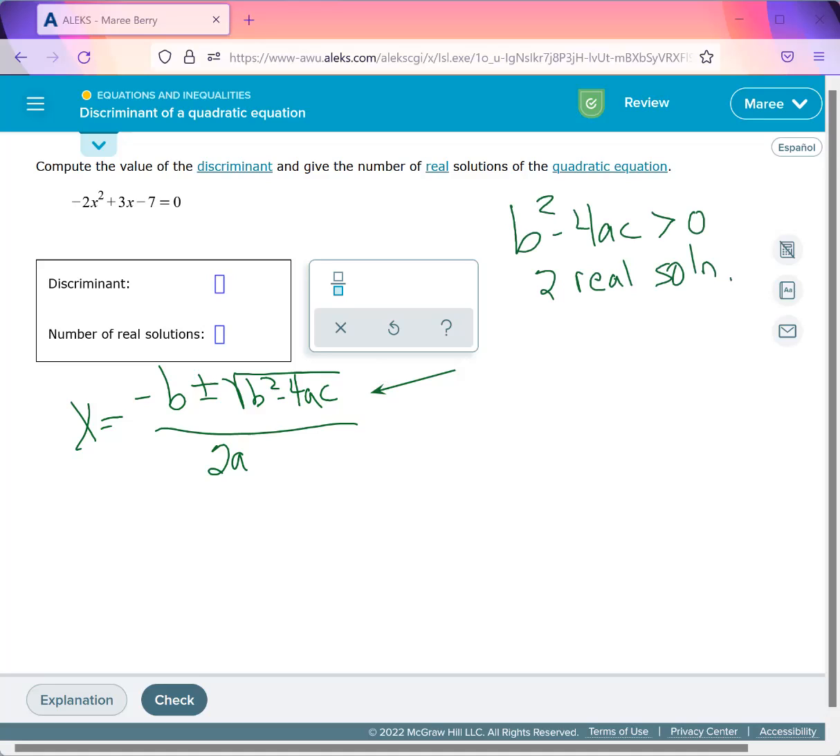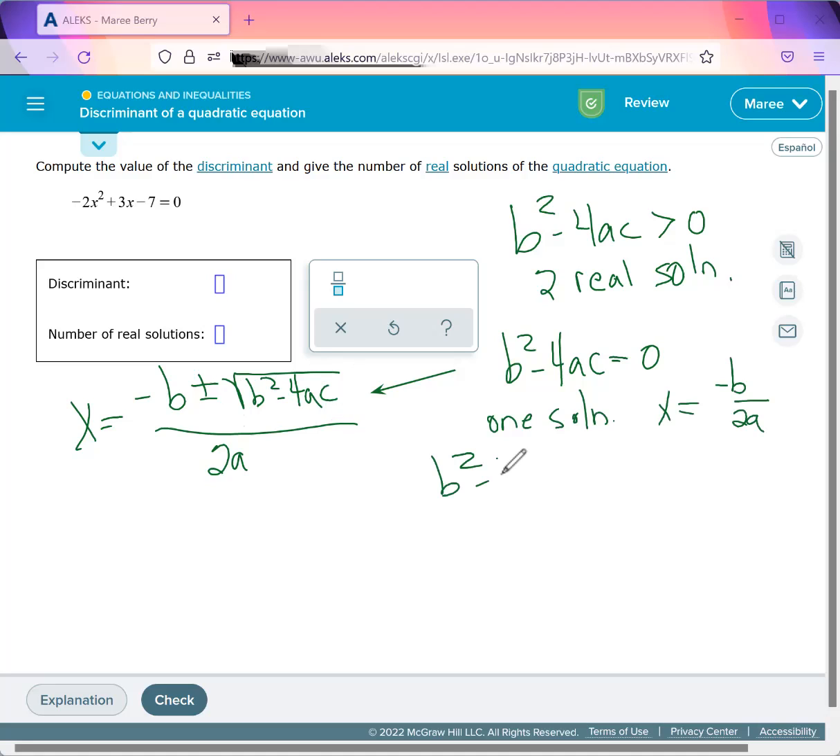And if b squared minus 4ac is equal to 0, the square root of 0 is just 0. So you're going to have one solution, and it's actually going to be equal to negative b over 2a, because this plus or minus square root is going to go away if that's equal to 0.